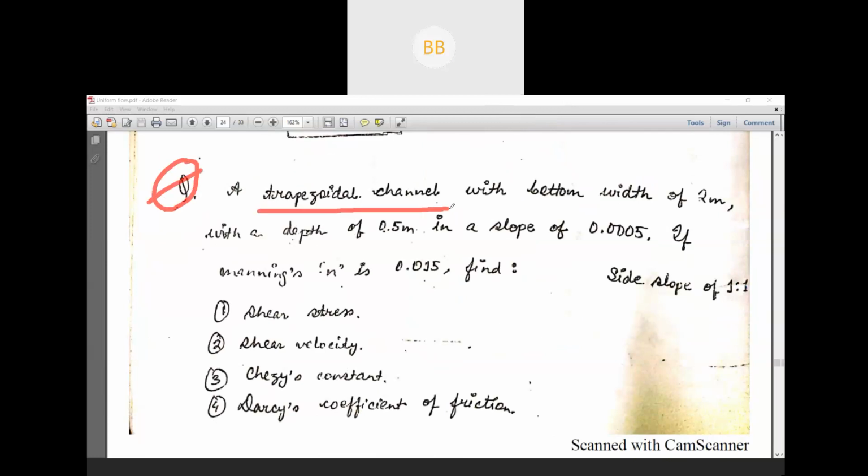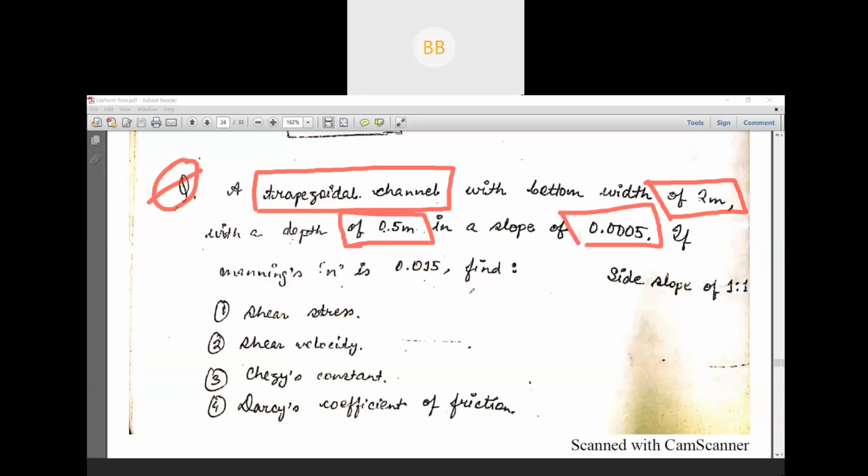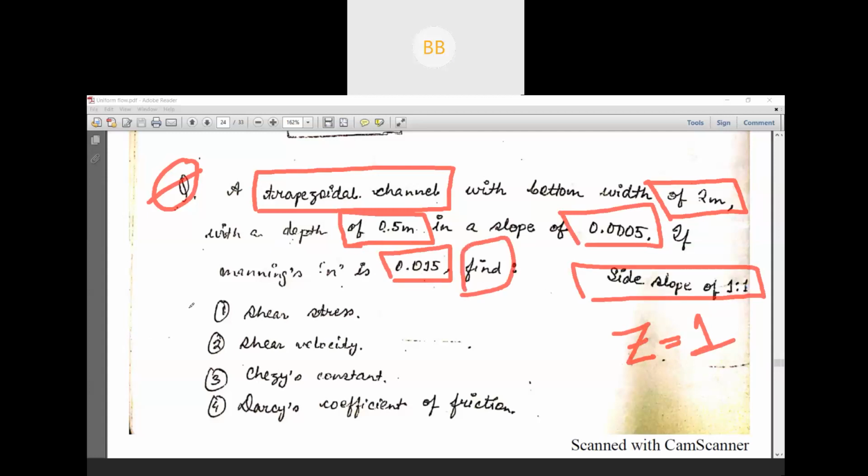What is given is a trapezoidal channel with a bottom width of 2 meter. You please write down the question. The depth of flow is given as 0.5 meter. Slope is given. Manning's n is given. Side slope is given as 1 is to 1, that means our z is equal to 1. Then what we need to find? Find shear stress.